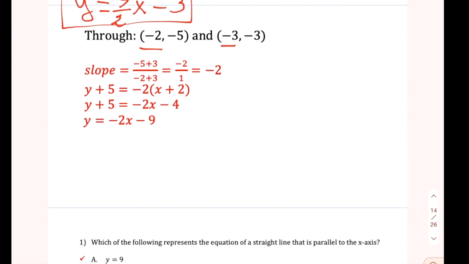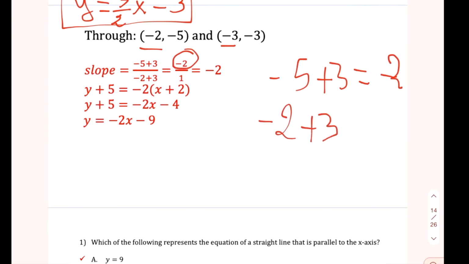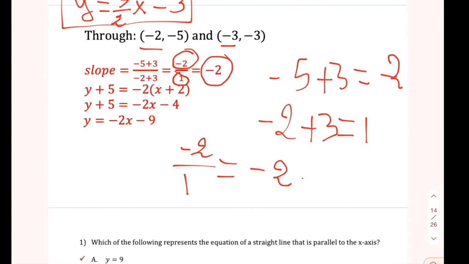Make sure you know that -5 plus 3 equals -2. That's your numerator. And -2 plus 3 in the denominator equals 1. That's why they put 1 here. And then make sure you know that -2 divided by 1 equals -2. And that's your slope.